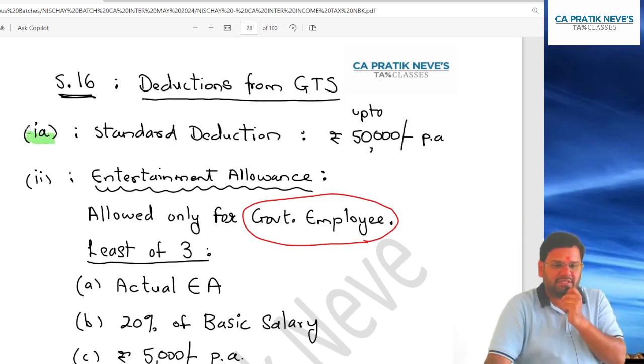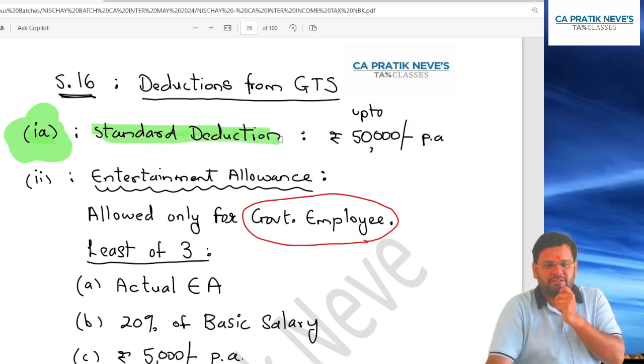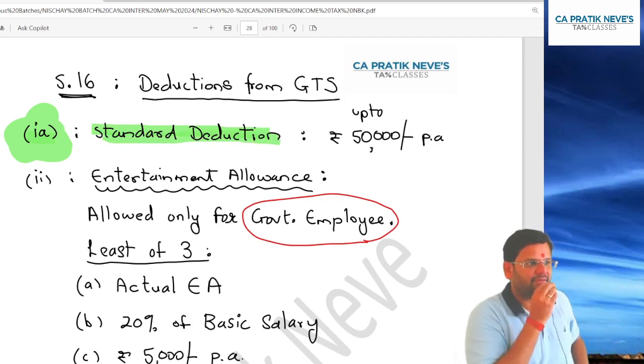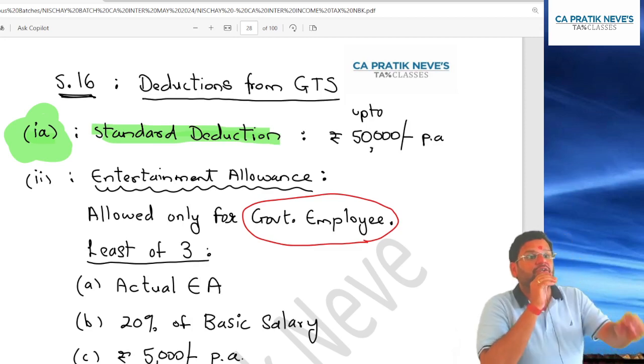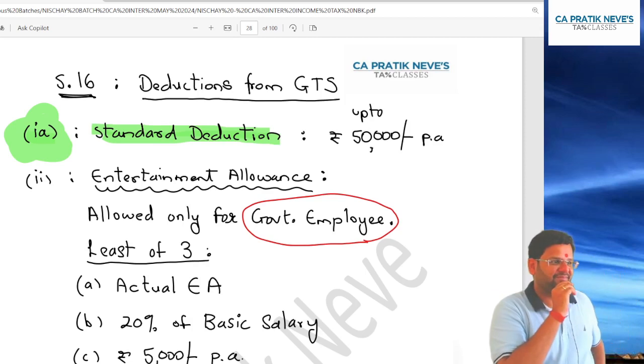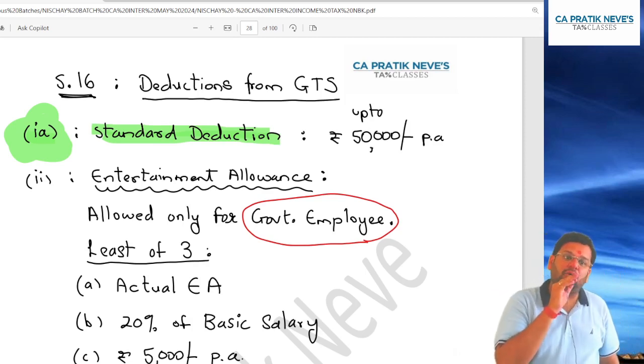16.1A. What is 16.1A? Standard deduction. And friends, what is the speciality of standard deduction? Who will tell me the speciality of standard deduction? 50,000 is not the speciality, it is the limit. The speciality is that even if you go for 115 BAC, it is allowed. So standard deduction is allowed even for 115 BAC.